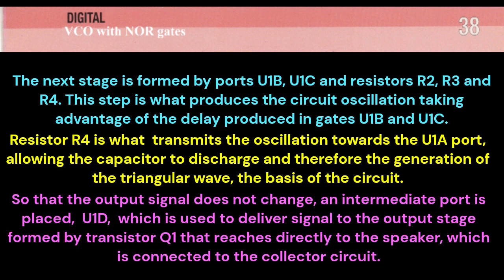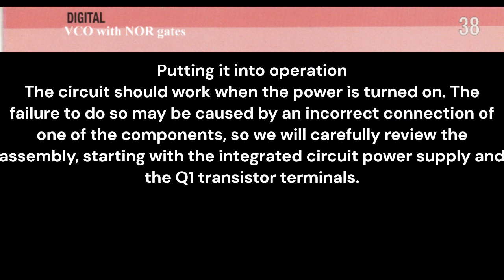So that the output signal does not change, an intermediate gate is placed, U1D, which is used to deliver the signal to the output stage formed by transistor Q1, which reaches directly to the speaker, which is connected to the collector circuit.